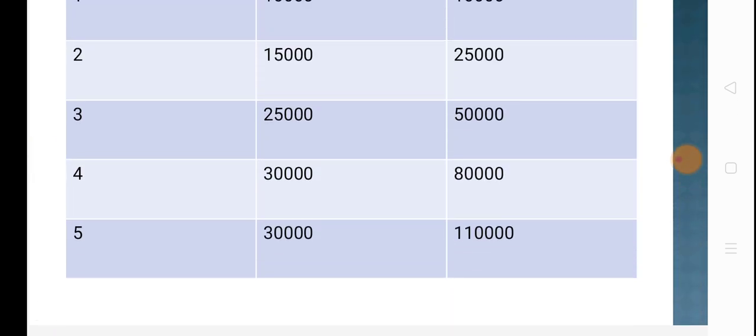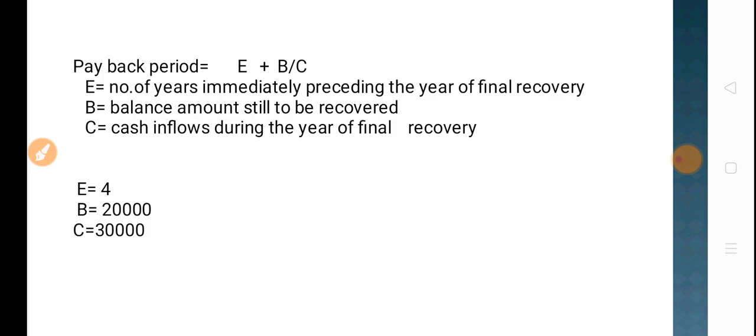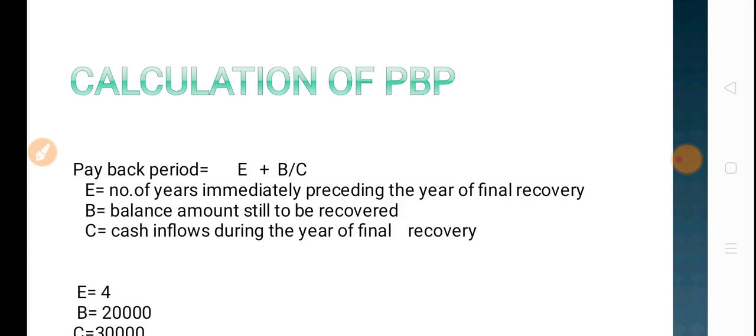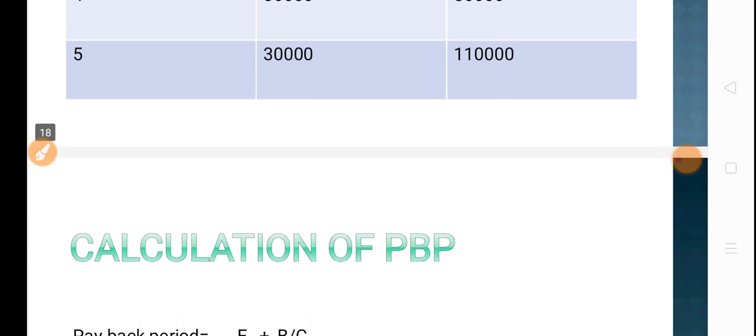Here you can see in the 4th year they have 80,000. To return 1 lakh we need the balance amount: 1 lakh minus 80,000, that will be 20,000. So here the balance amount will be 20,000. Then C. C means cash inflows during the final recovery. Here you can see the final recovery amount is 30,000.